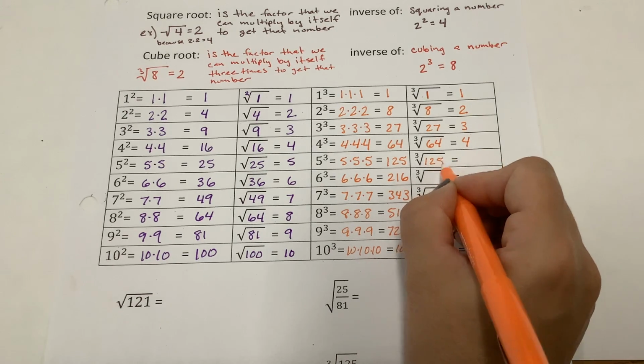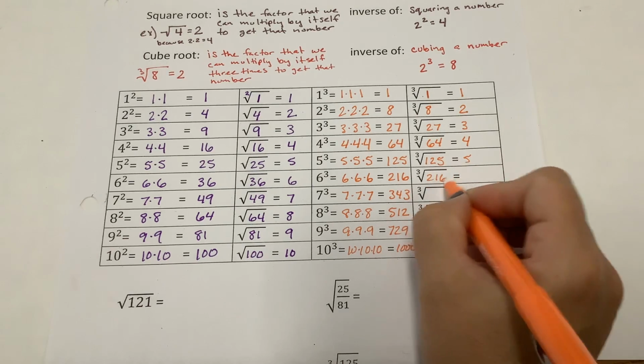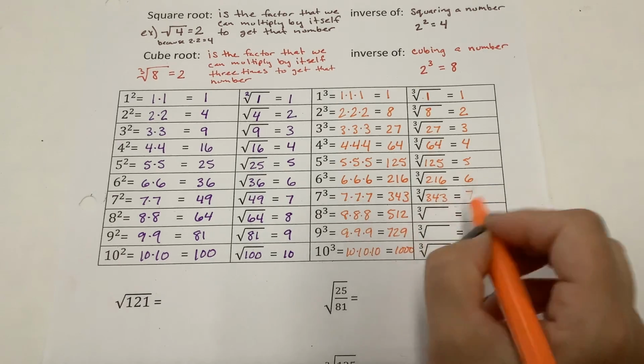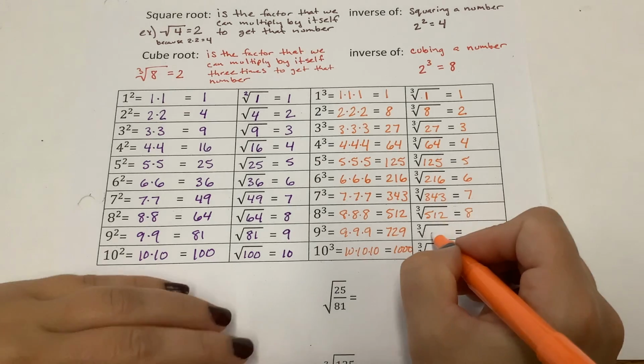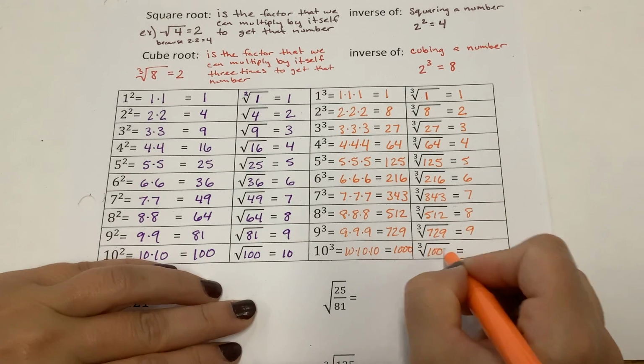The cube root of 125. The cube root of 216. The cube root of 343. The cube root of 512. That's right. The cube root of 729. And the cube root of 1,000.